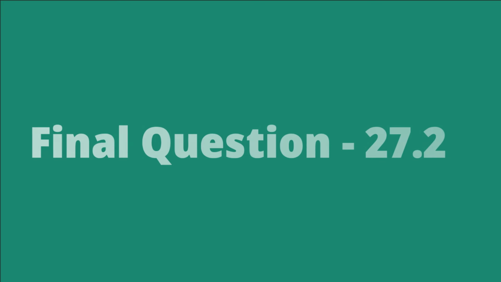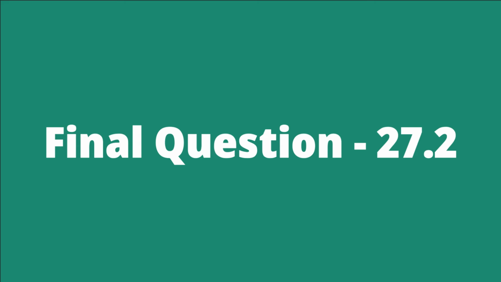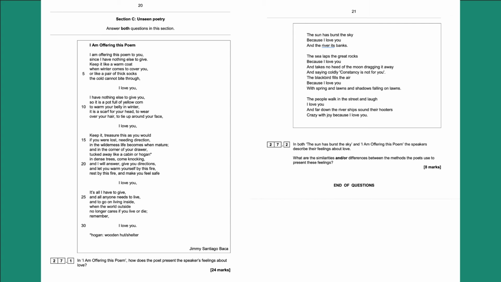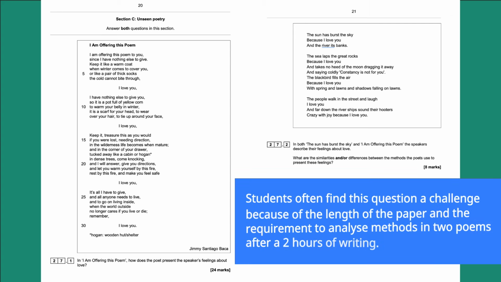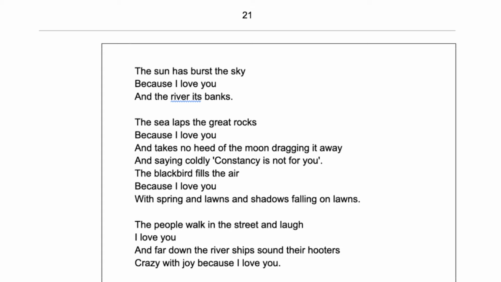Following 30 minutes or so of writing your response to 27.1 in section C, you will move on to 27.2, which is the final question in the paper. Students often find this question a challenge because of the length of the paper and the requirement to analyse methods in 2 poems after 2 hours of writing. Take a look at the format of this question.